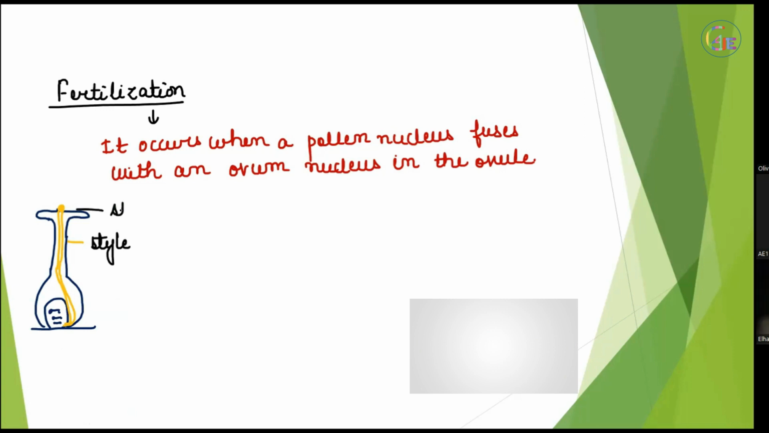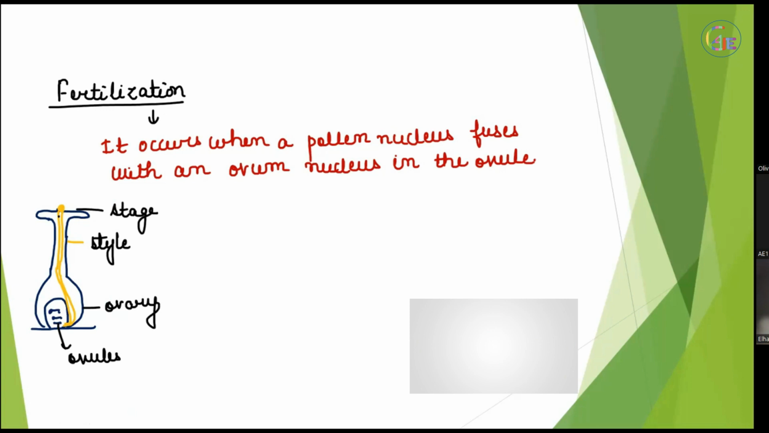This one is known as style. And this is your ovary. And these are your ovules. So only the nucleus part will slip down this tube and it will grow towards the ovary through the style.